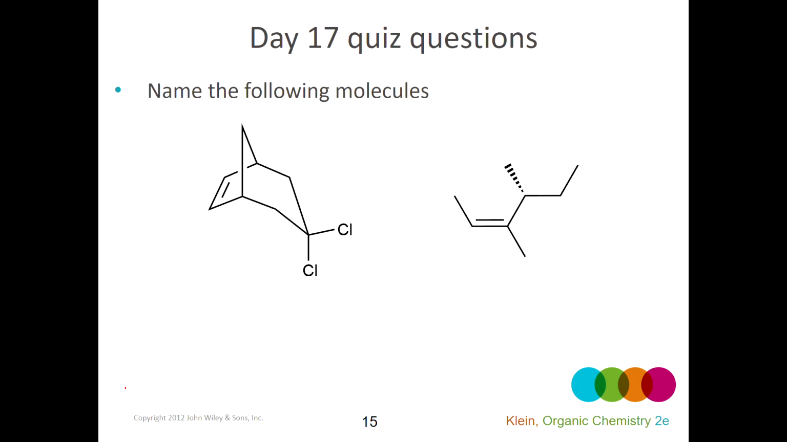So here were the two molecules that you were to name for today's quiz questions. So this first one is a bicyclic compound. So obviously there's more than one ring fused together here.